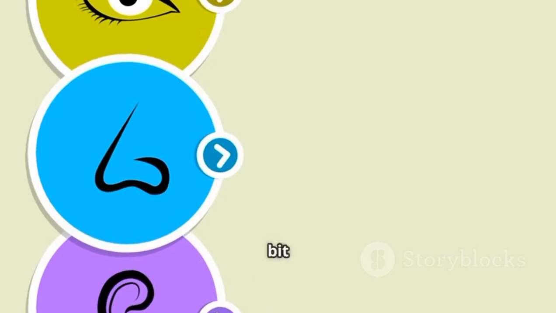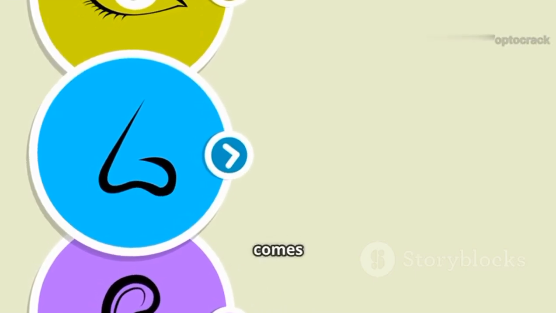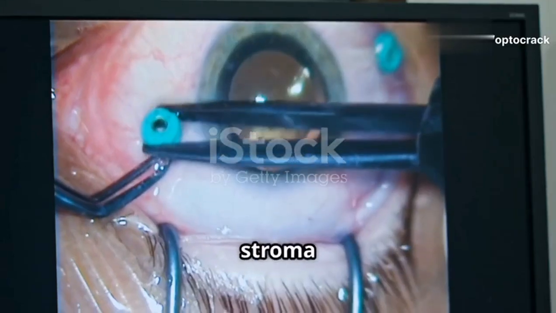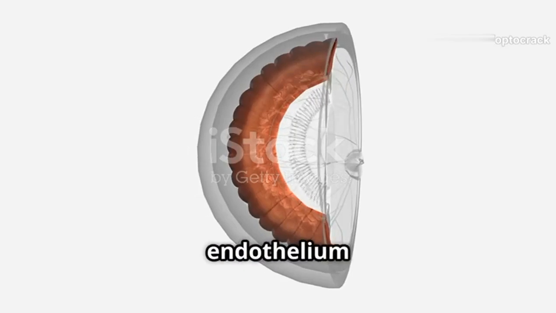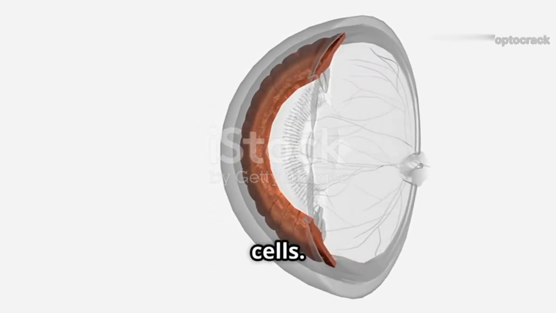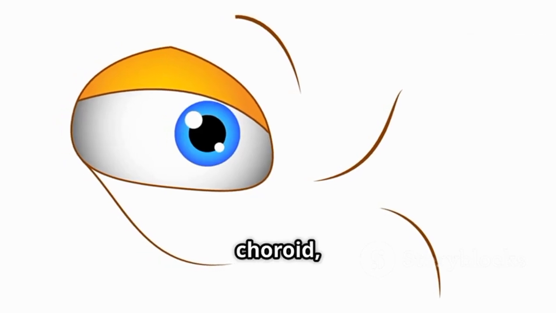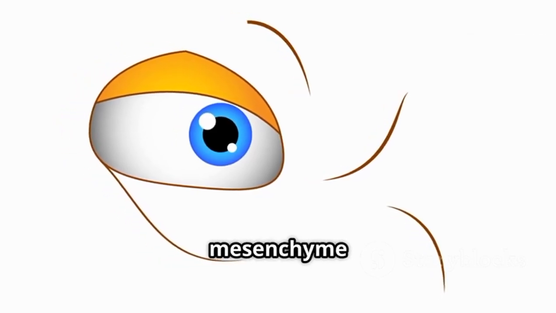Now, the cornea is a bit more complex. Its epithelium comes from surface ectoderm, the stroma is derived from mesoderm, and the endothelium originates from neural crest cells. As for the sclera and choroid, both of these structures develop from mesenchyme and neural crest cells.